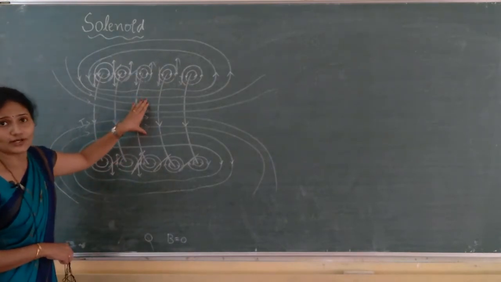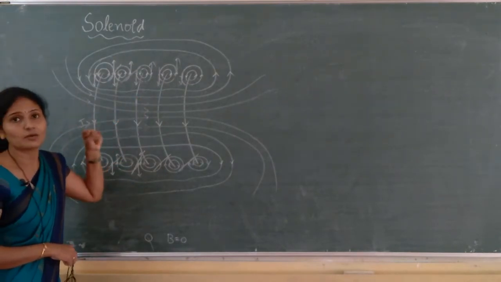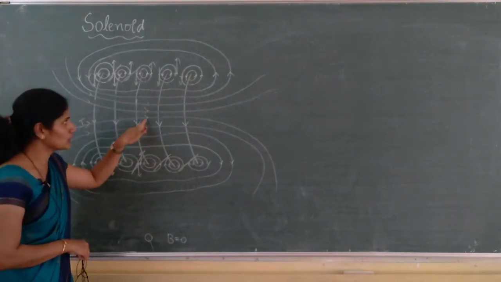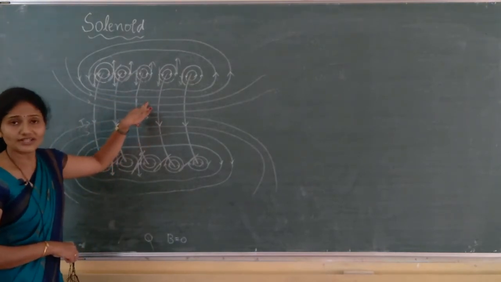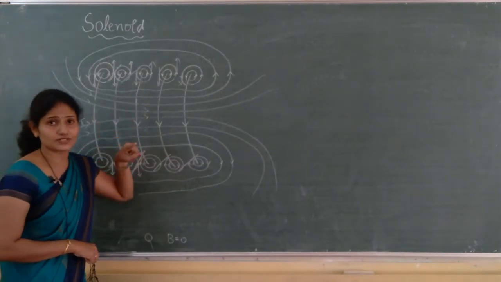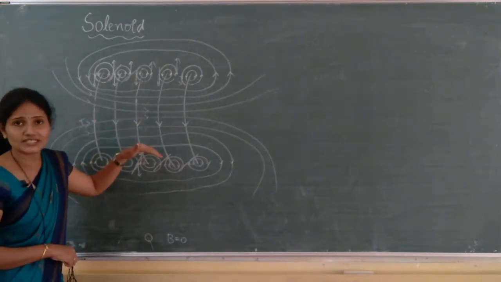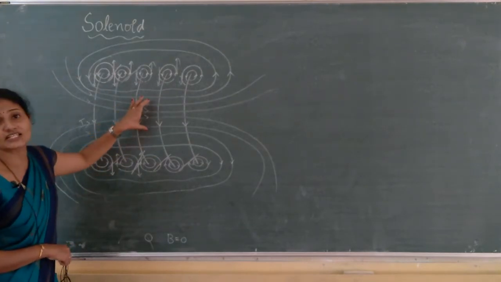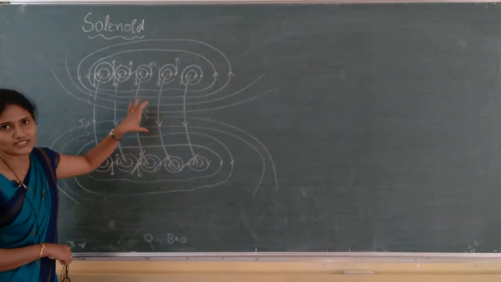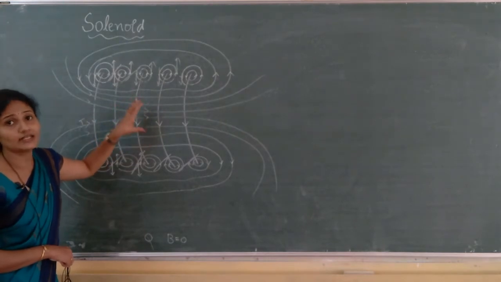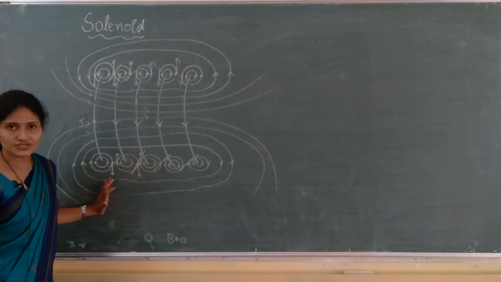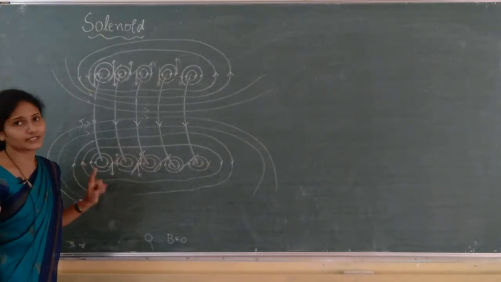Only inside the solenoid, we have the strong magnetic field, because all the magnetic field lines are parallel to each other. Now, let us find out the expression for the strength of the magnetic field inside the solenoid. So, what is the expression for the magnetic field inside the solenoid? For that we have to use Ampere's circuital law.